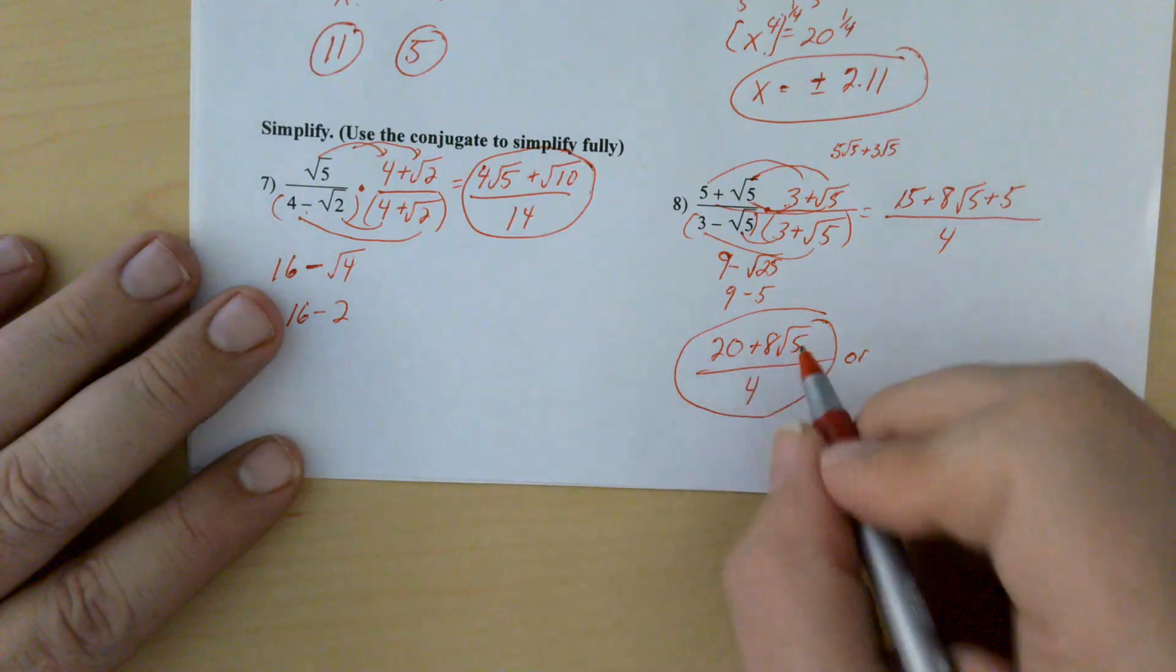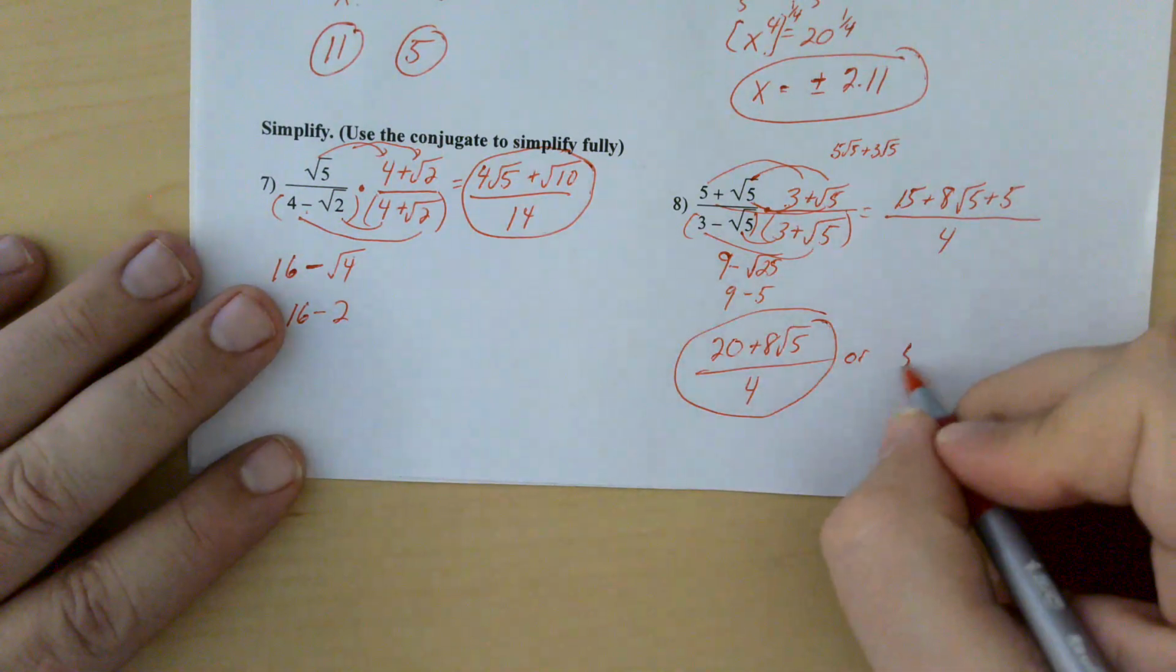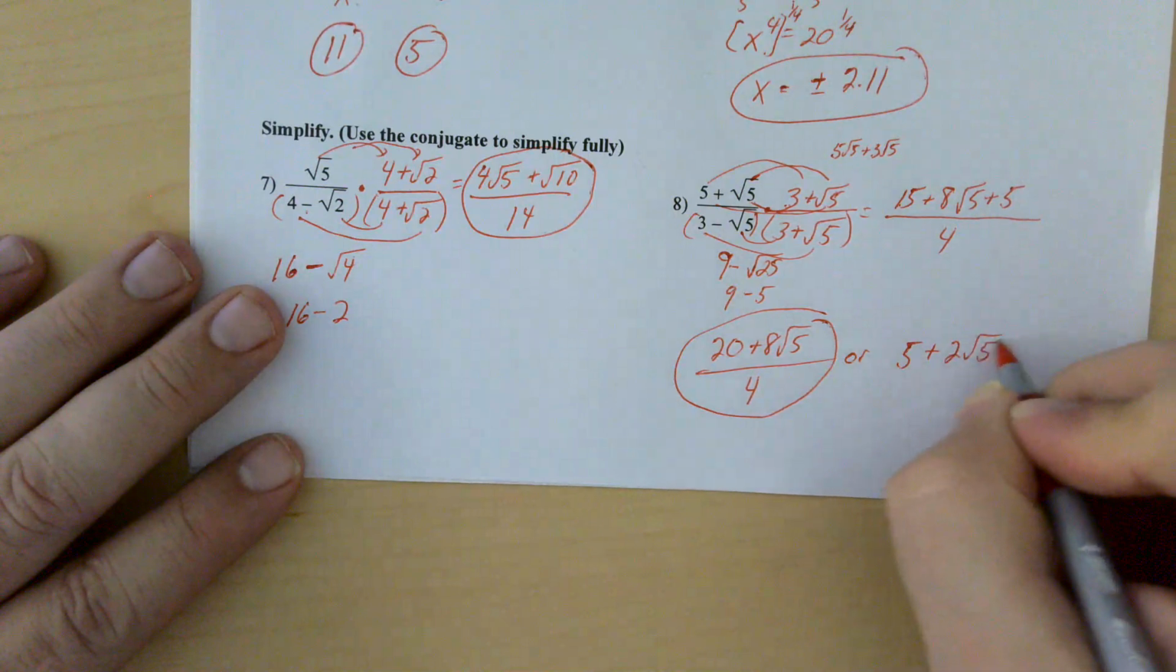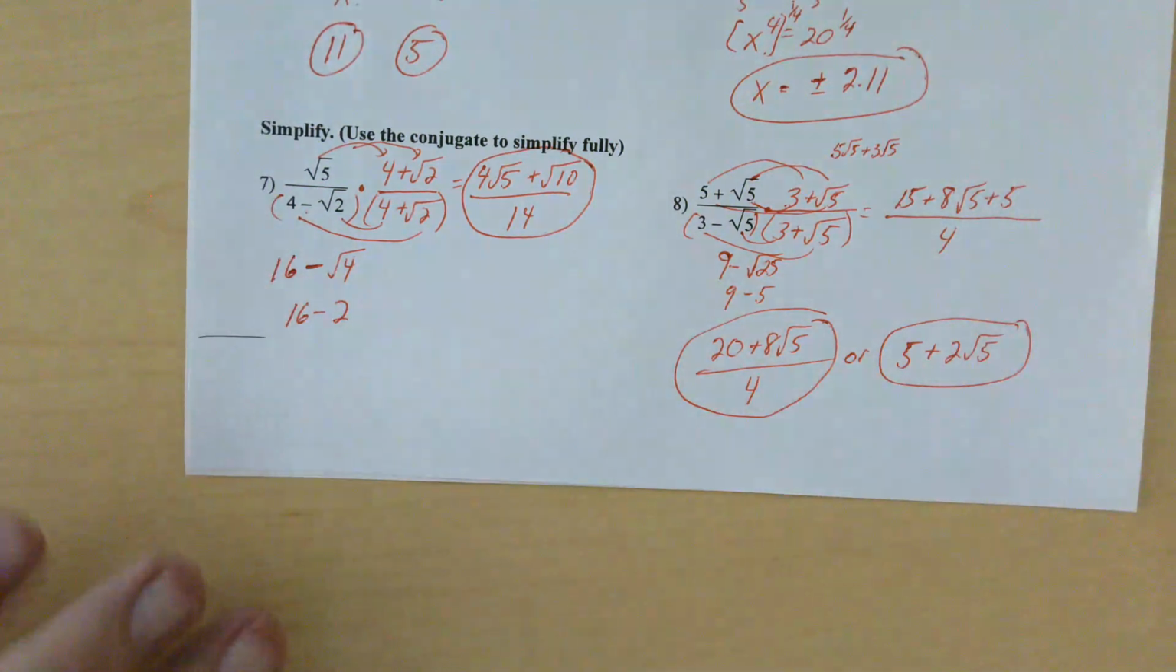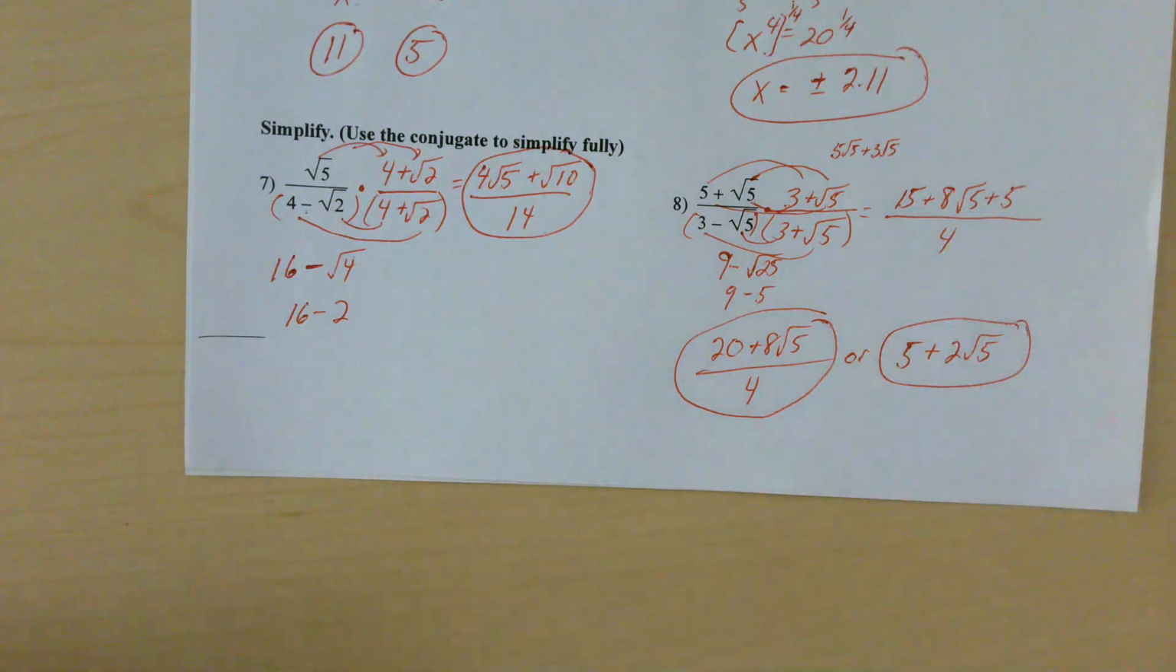Since these are terms upside, I could divide each of these. Each of the terms can be divided by 4 evenly, so you're left with this. Okay, 20 divided by 4 is a 5. 8 divided by 4 is a 2, so you're left with 5 plus 2 root 5.